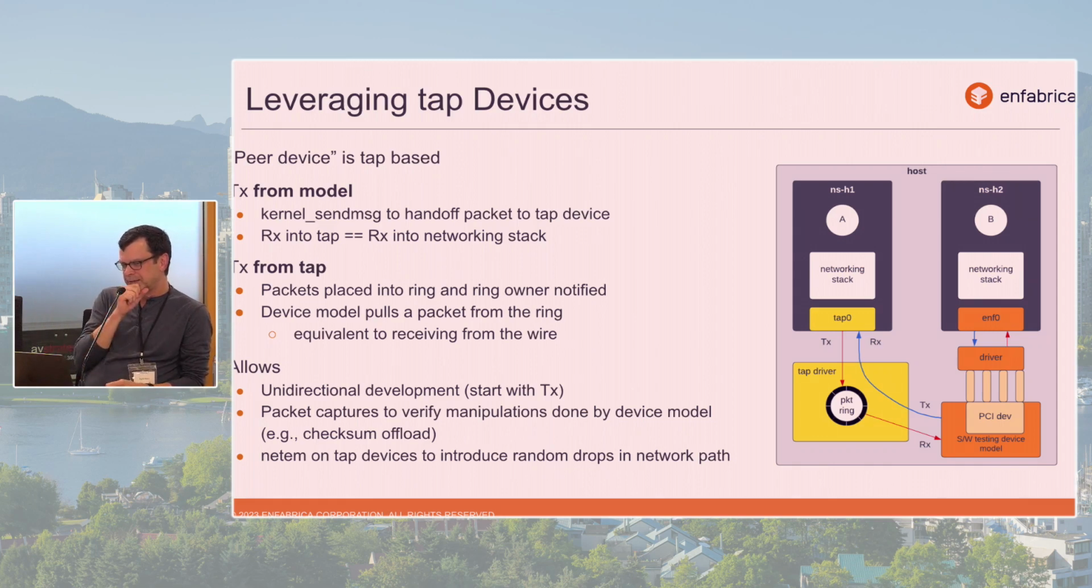So anyway, when you start looking at what the tap device can do for you, the tap driver has a nice ring to it. So when packets are being TX'd from the tap device going to whoever owns that ring, it'll drop the packet into the ring. The owner of that ring is responsible for pulling packets off, and that becomes the wire into your device model.